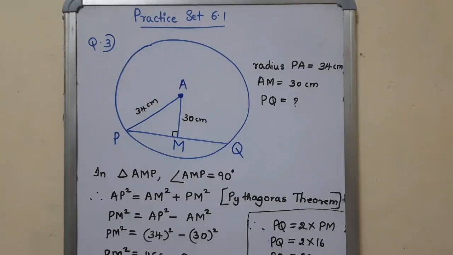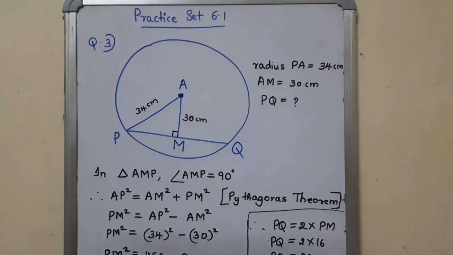Hello students, let's continue practice set 6.1 question number 3. I'll read out the question. Radius of a circle is 34 centimeter and the distance of the chord from the center is 30 centimeter. Find the length of the chord.